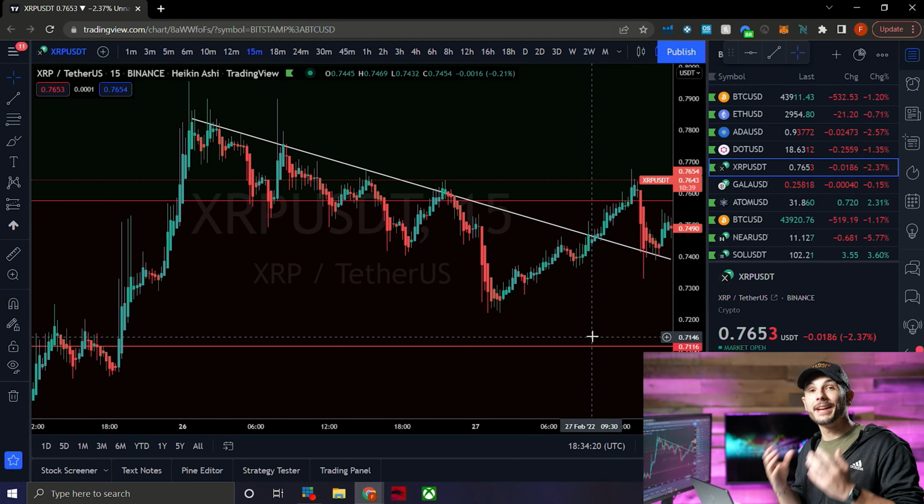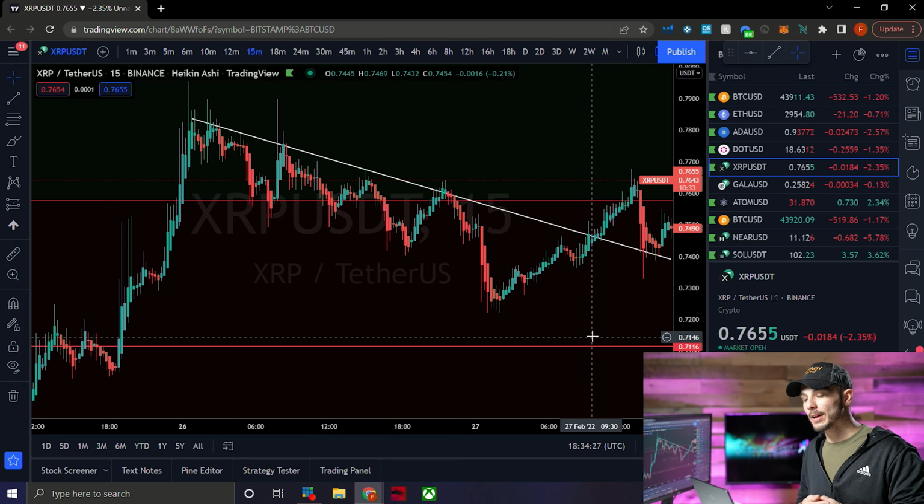Now, our next method is actually a little more risky, right? Your stop loss is gonna be a little farther away and you might take a little bit bigger of a loss, but you have a less likely chance of getting stopped out because you have that little extra wiggle room.